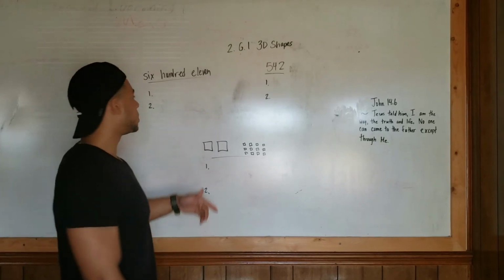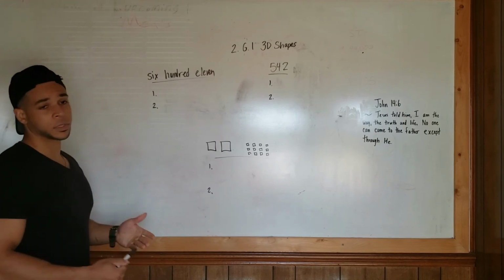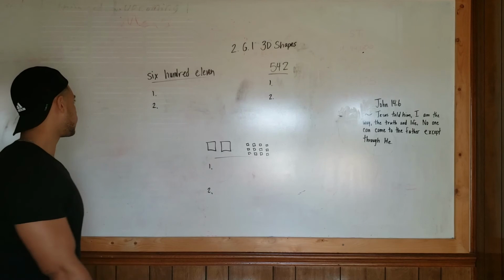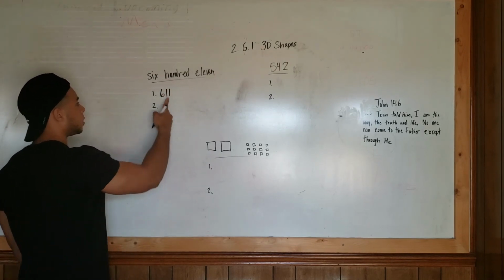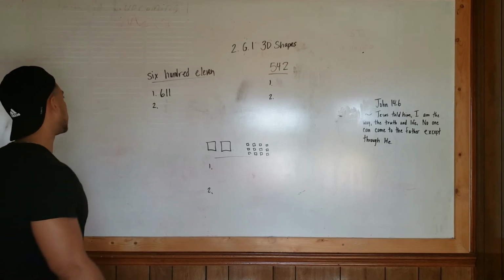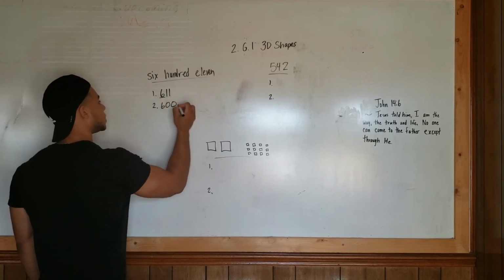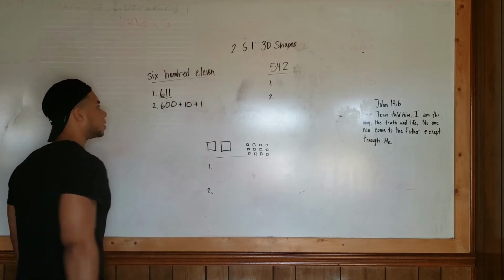All right, to finish up, we're going to be going over different number forms on how to represent numbers. 611. The easiest way I can think of is to write 611 in standard form or number form, 611. And let's do it in expanded form. You'd have 600, 6 in your hundreds place, 10, 1. So 600 plus 10 plus 1.